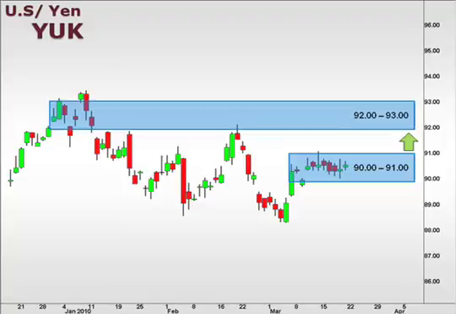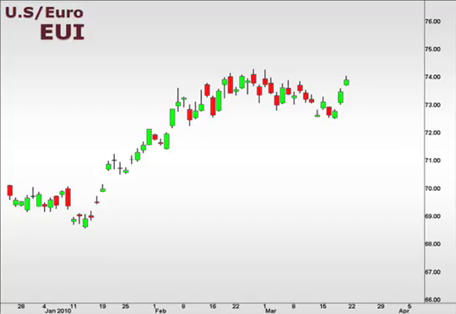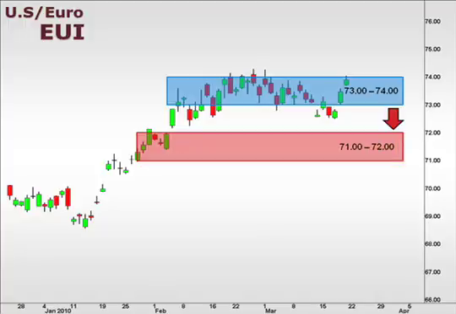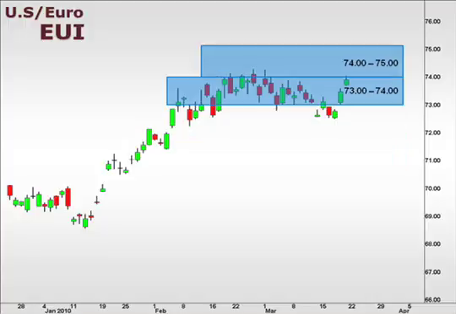If we happen to see a break above 91, we will be targeting this 92-93 focal zone to the upside. Well, the US dollar has regained some ground against the euro as the EUI is now back within that 73-74 focal zone. 74 remains an important overhead resistance, and rejection here may signal a test back down into this 71-72 focal zone.